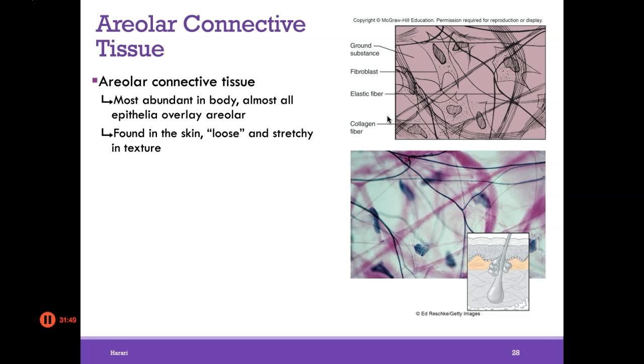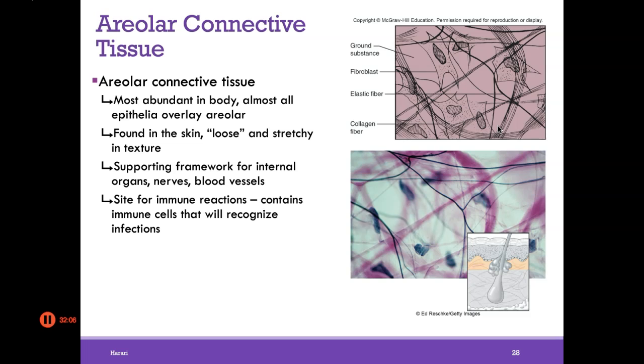Right. So like I said, it's found in the skin. Areolar connective tissue is a little stretchy in texture. It has some elastic fibers and collagen fibers. Like I mentioned, it serves as the supporting framework for internal organs, nerves, and blood vessels. Because the areolar tissue is so loose and has so much fluid-filled space, leukocytes, which are types of immune cells, can kind of travel about freely and then can find and destroy any pathogens. Right? So it's good that it's loose, so our immune cells can migrate around and eat up anything that's threatening to us.